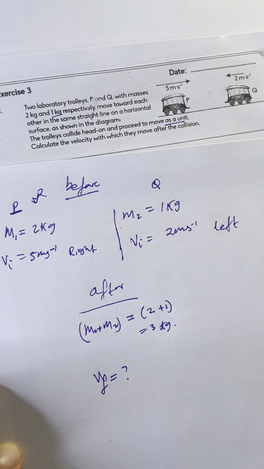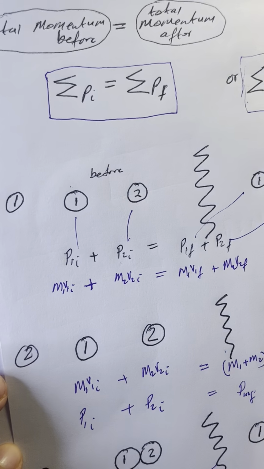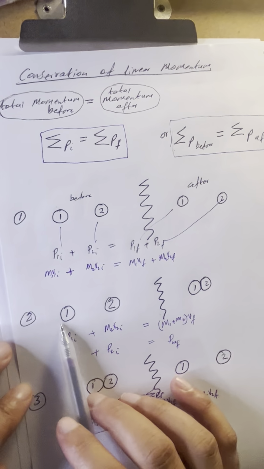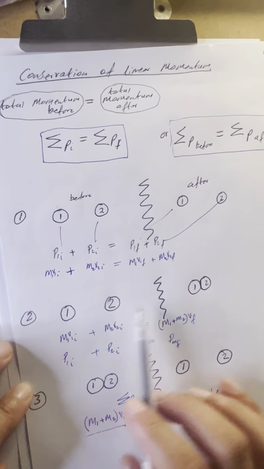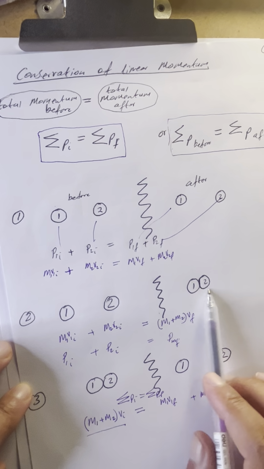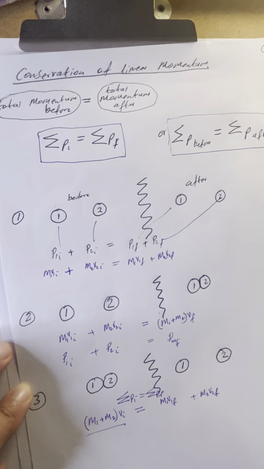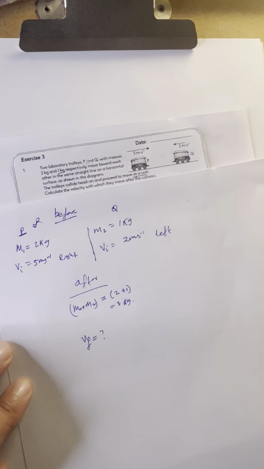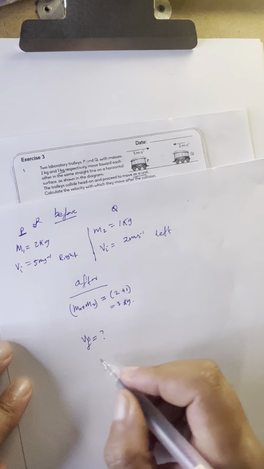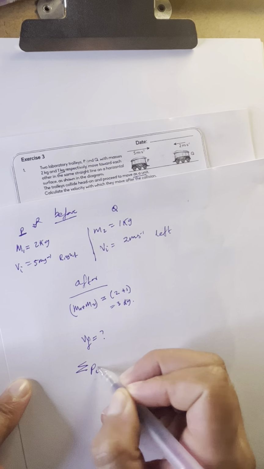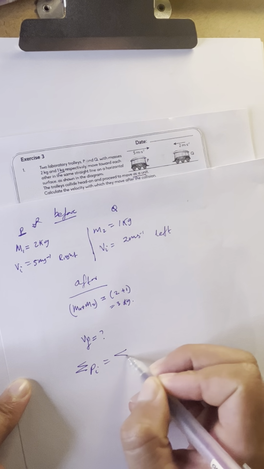So remember the scenarios given to us. This will be scenario number 2 in our case, because they were separated before collision, they collide, and then they stick together. So it means we have to write our formula like this. So let's see how we solve it step by step. So we first write the sum of momentum before equals the sum of momentum after.